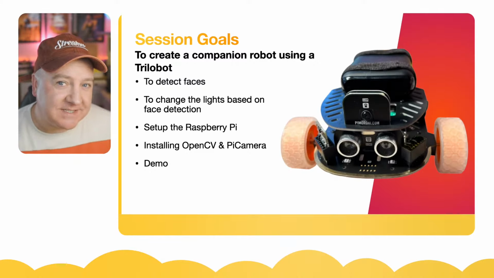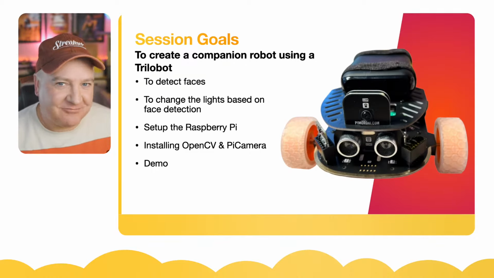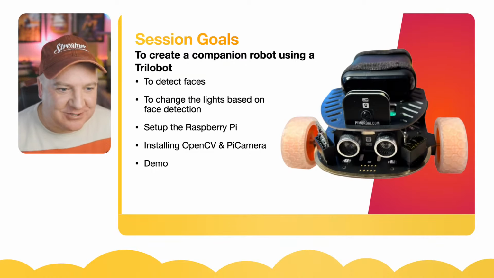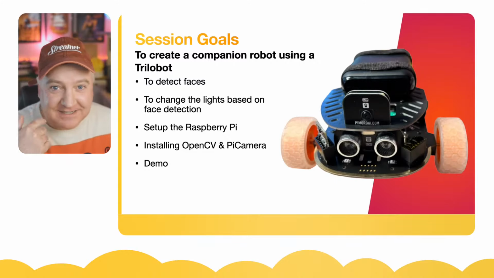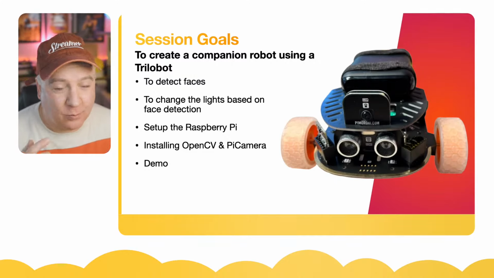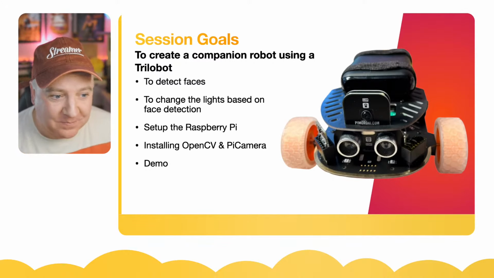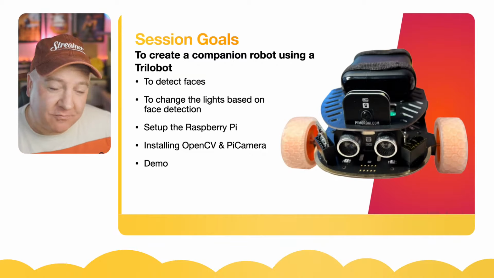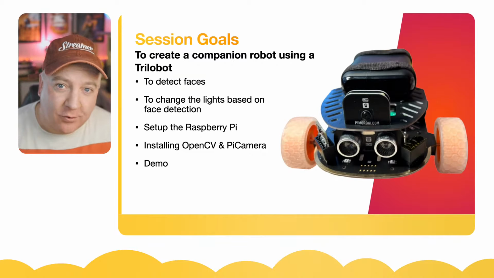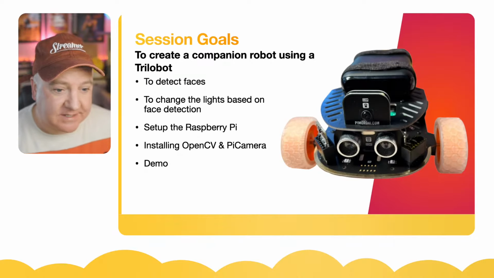So the goals of the session today are to create our companion robot. Companion robots react to people. That's one of the definitions of companion robots. So it's going to detect faces. It's going to change the lights underneath based on what faces it detects, as in, can it see one or not? Can it see more than one? And we're going to show you how to set up your Raspberry Pi. This is running a Raspberry Pi 4. How to install OpenCV and the Pi camera module, which you need for this. And then we'll have a bit of a demo.